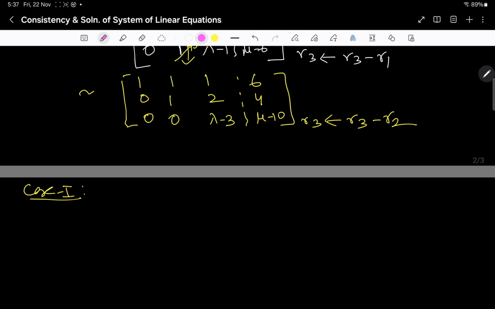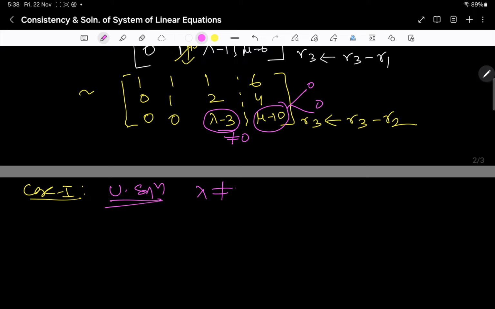So for case 1 you see we have unique solution. For unique solution what do we need? So this must be not equal to 0, then we will get the rank of this is 3. Now this may be 0 or may not be 0, we don't bother, but this is not equal to 0 for your case 1, is it not? That means for unique solution your lambda is not equal to 3.